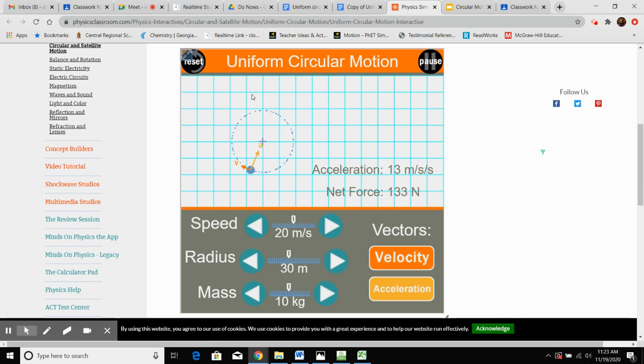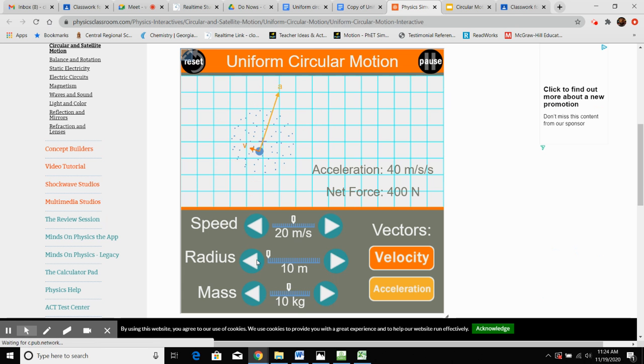Now, if you're thinking about swinging a ball over your head and you have a longer rope, it's going to be a lot easier to swing that. Now, what would happen if you use a shorter rope? Well, look at what happens to the force and to the acceleration. Okay, when you decrease the radius, you're drastically increasing the net force and the acceleration.